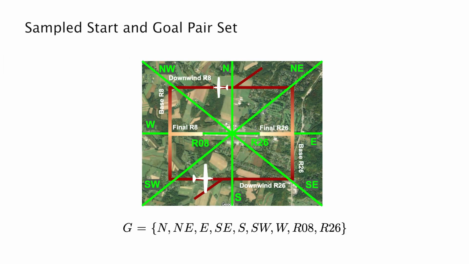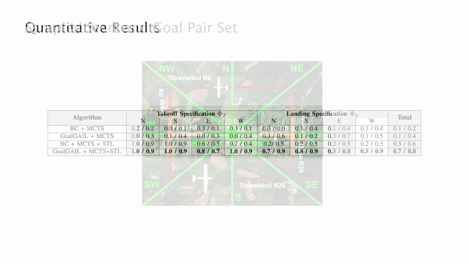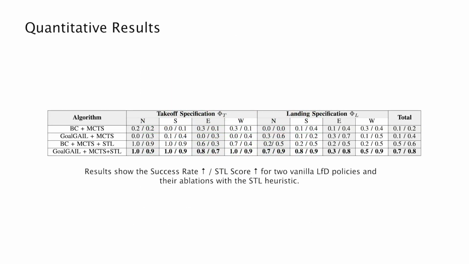Our comparative experiment setup involves benchmarking on episodes from sampled start and goal pairs. We compare the performance between vanilla LFD policies and our proposed framework. We use mission success rate and normalized robustness score averaged across episodes as our evaluation metrics. We observe that STL modifications outperform both our behavior cloning and GoalGAIL on our metrics.